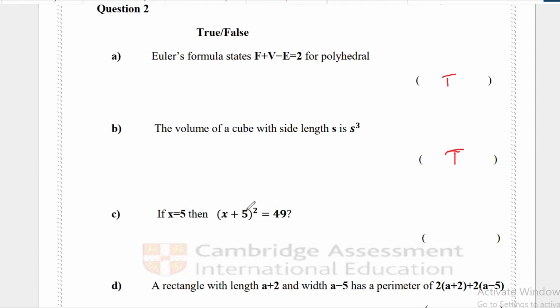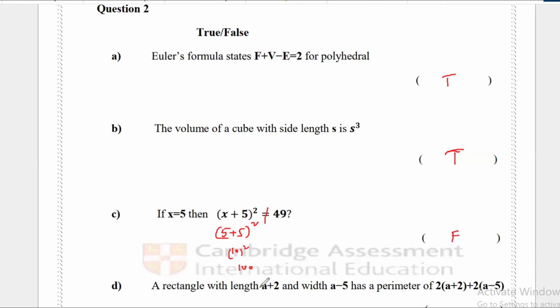This is correct. If x is 5, then we will think that 5 plus 5 whole square means 10, 10 whole square means 100. So 100 is not equal to 49. Yes, so this is wrong.